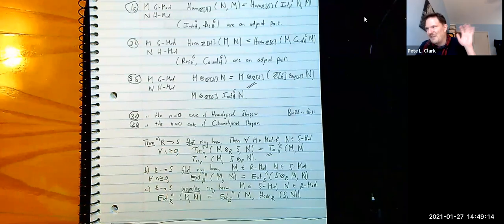I guess why flat? Well, if something is flat and you have an exact sequence, like a resolution, and you tensor with the flat thing, it's still exact. That's like a third of the proof right there.